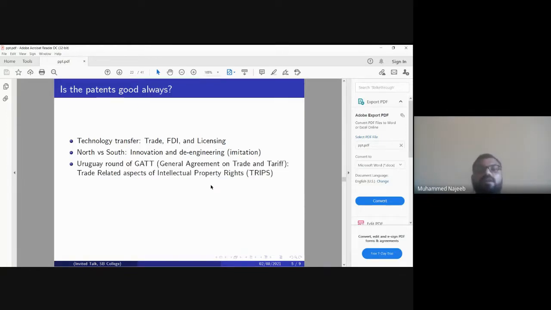So what happened? You all know about the Uruguay round of GATT, of WTO, that came up with TRIPS. TRIPS means trade related aspects of intellectual property rights. This is an agreement. If a country agrees with TRIPS, that country has to protect their intellectual property right. Then only will the original innovating country do trade with this non-innovating country. So this was the condition.